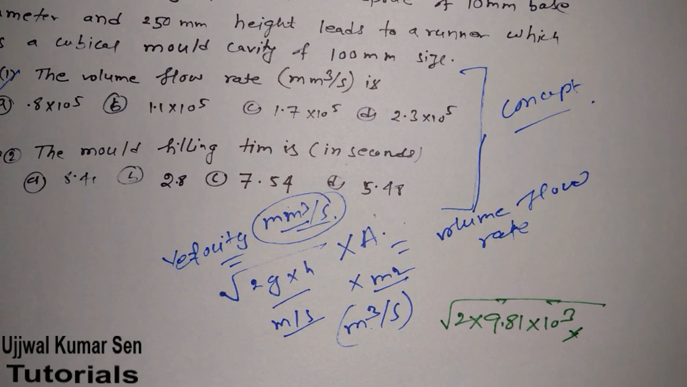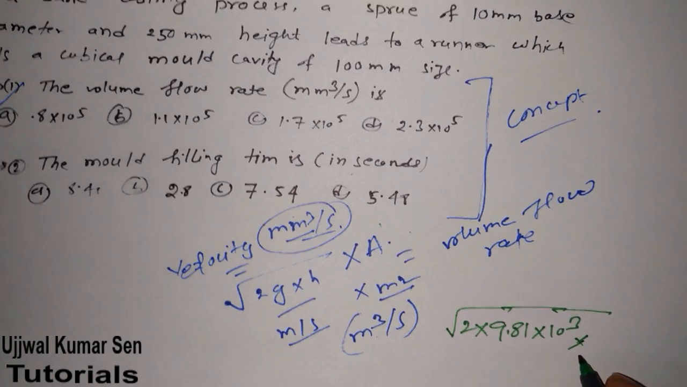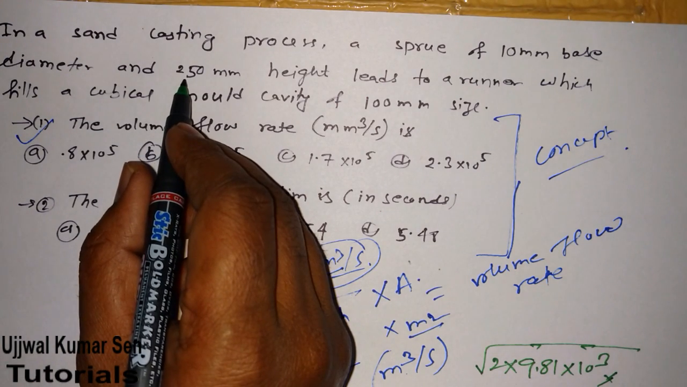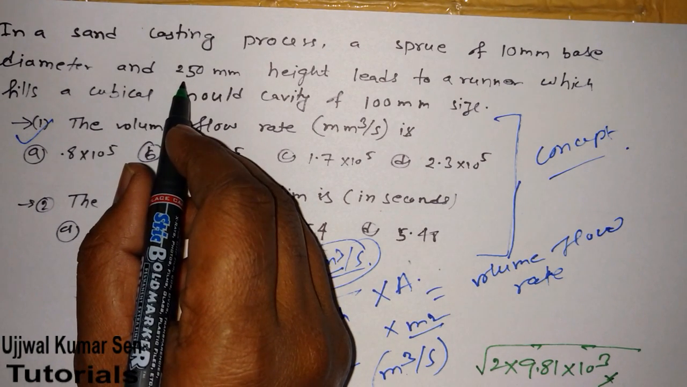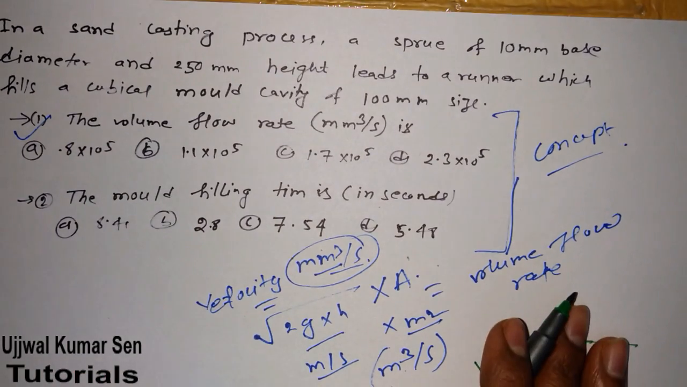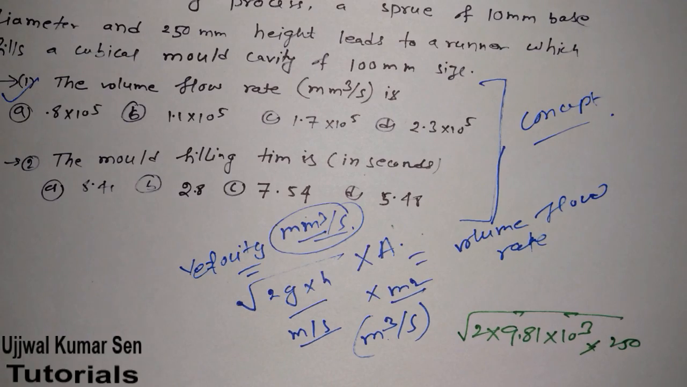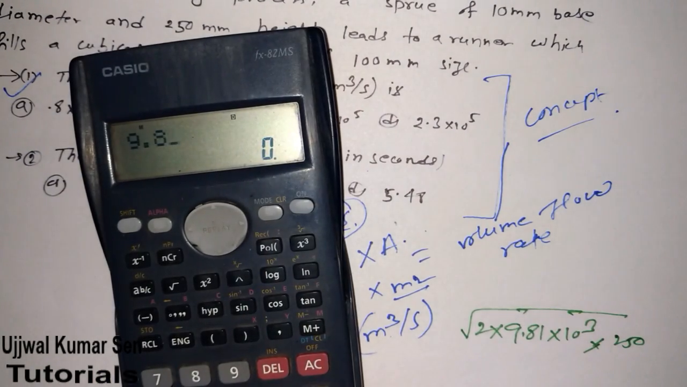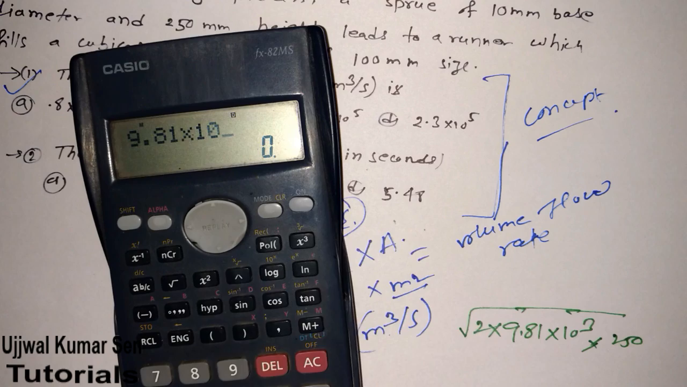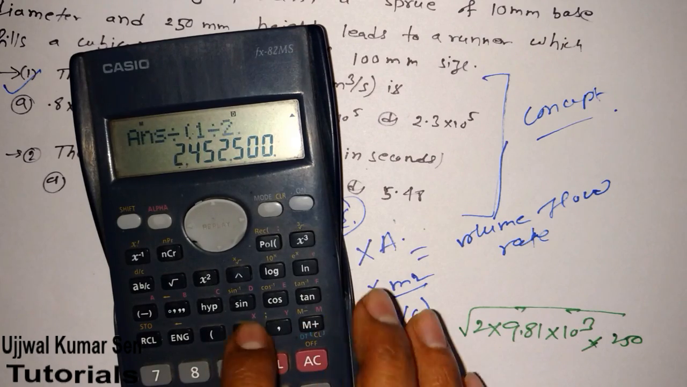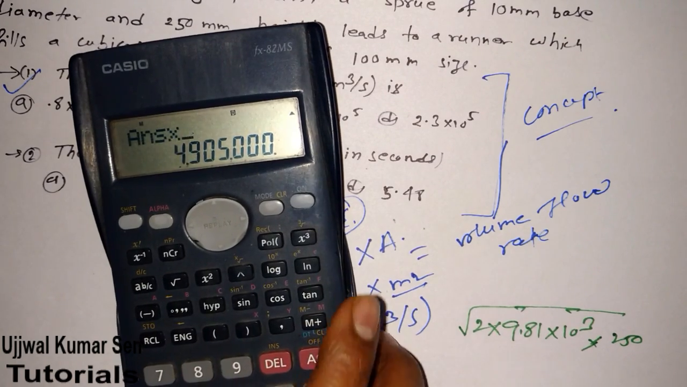For 2g, what have they given, or should I take g? No, so I will take the default 9.81 meter per second squared. I have to convert it into millimeter, so 10 to the power 3, because 1 meter equals 1000 millimeter, we know that. Now h, what is h here? That is height. How much height have we been given? 250. Remember that. So 250.